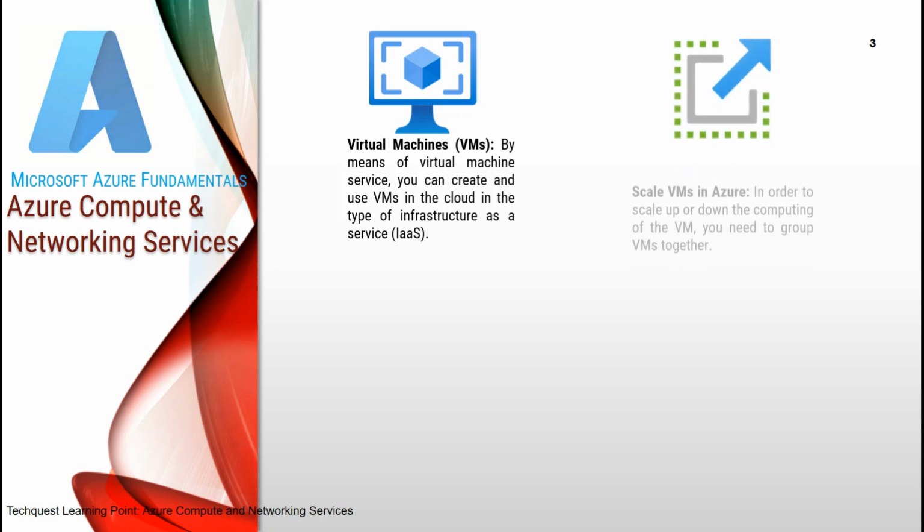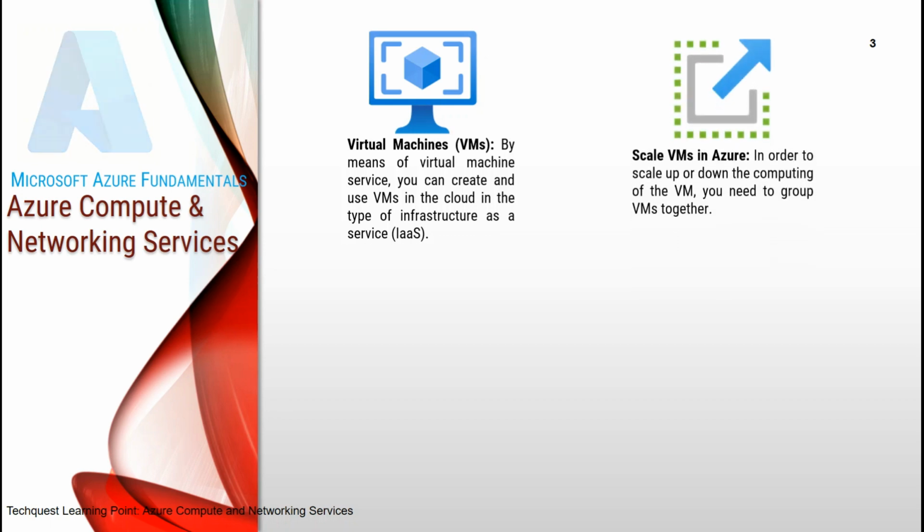Scale VMs in Azure. In order to scale up or down the computing of the VM, you need to group VMs together. In this way, you can group VMs together to provide high availability, scalability, and redundancy. Azure can also manage the grouping of VMs for you with features such as scale sets and availability sets.